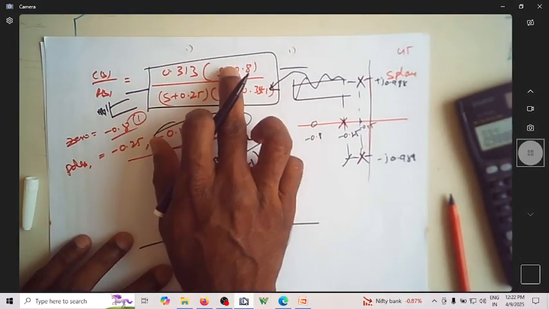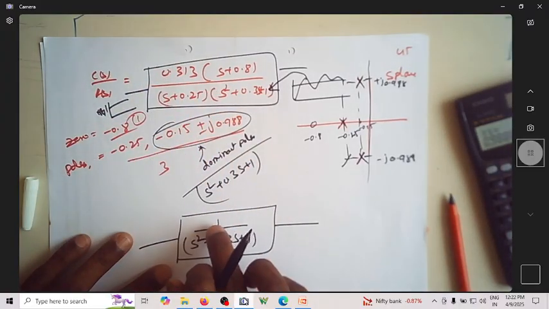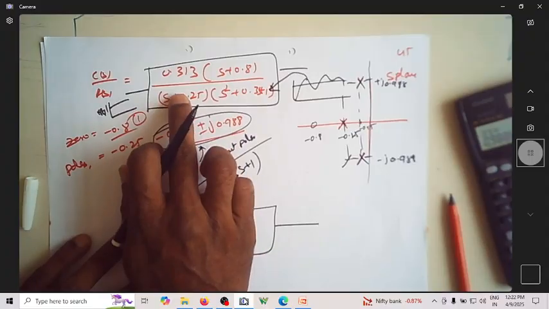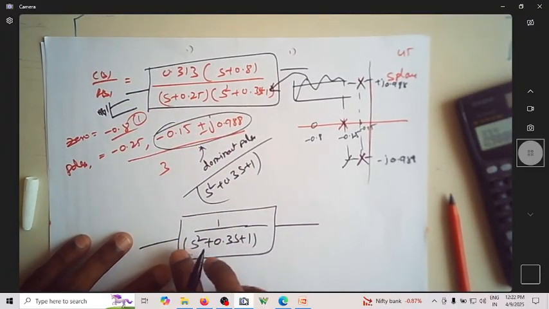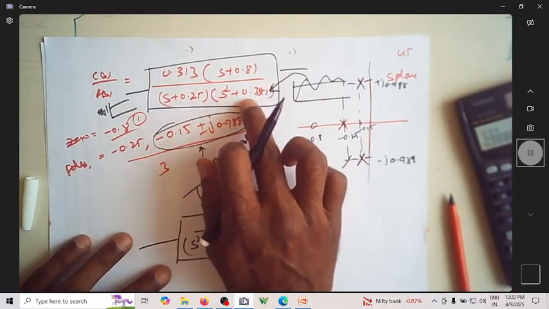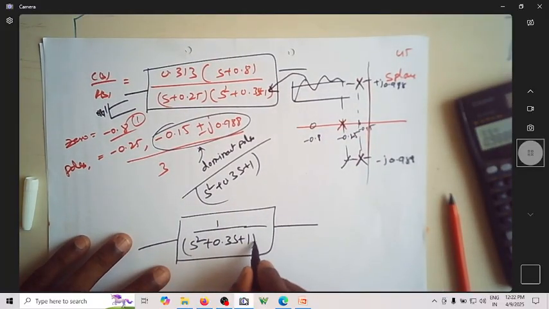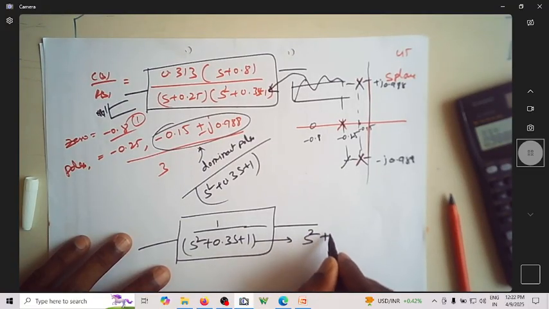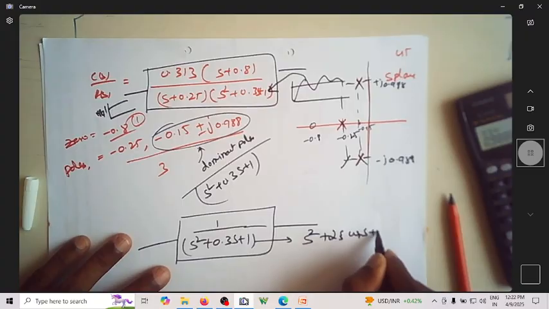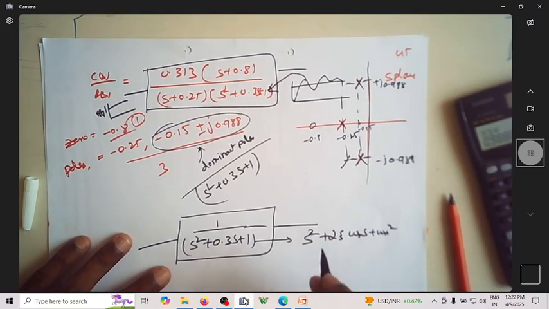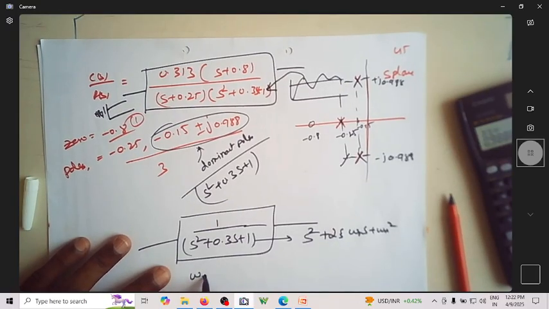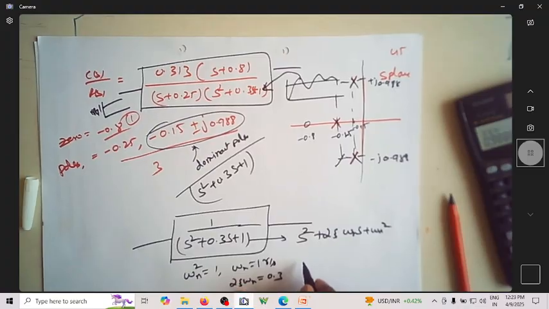So even though you have a 0, even though you have some magnitude, let us not worry about that. Even though you have a pole here, let us not worry about that. The response is now dominated by this particular dominant pole, which is closer to the imaginary axis. Now you take this equation and equate it to s square plus 2 zeta omega n s plus omega n square. Now find out what is omega n. So omega n square is 1, so omega n is also 1 radian per second. 2 zeta omega n is 0.3. Then find out what is zeta.